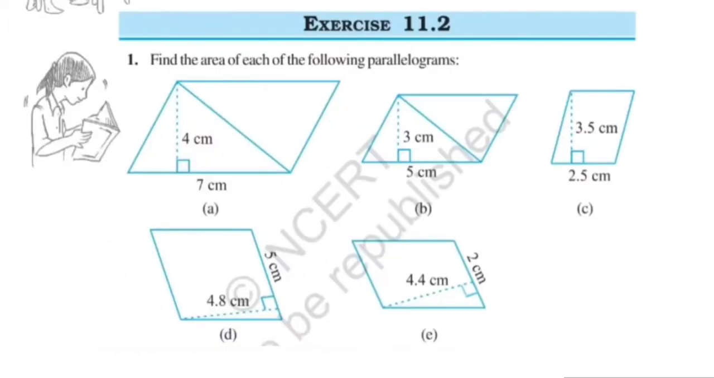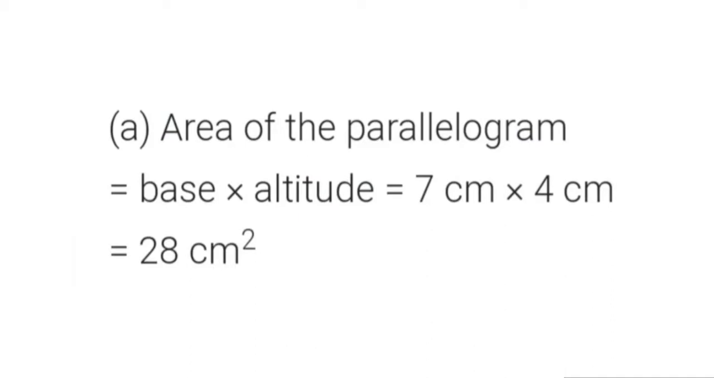Now see exercise 11.2, question number 1. Find the area of each of the following parallelograms. So here some figures are given and you have to find the area. See the first one. So in the first one, base is given 7 centimeter and the height is given 4 centimeter. So formula is base into height. Write both the values. 7 centimeter into 4 centimeter. Answer is 28 centimeter square.